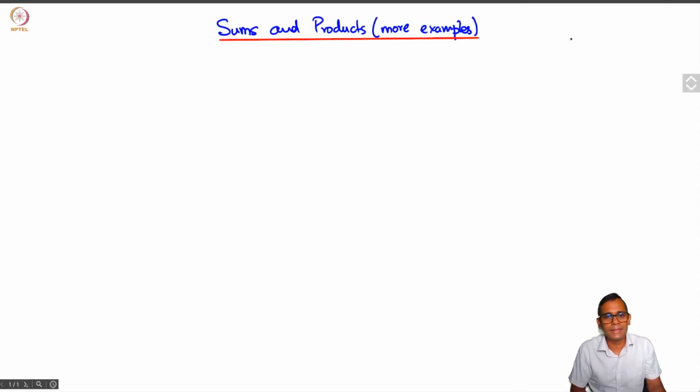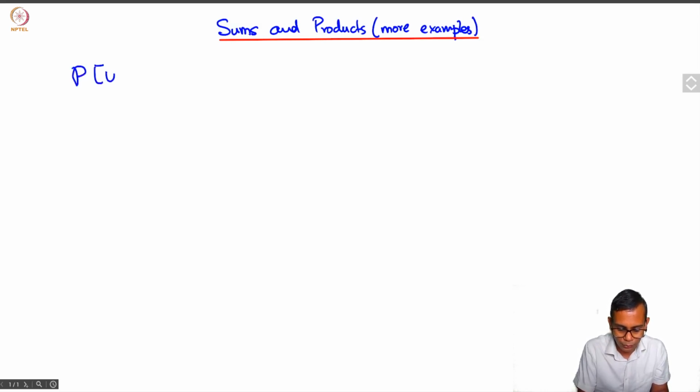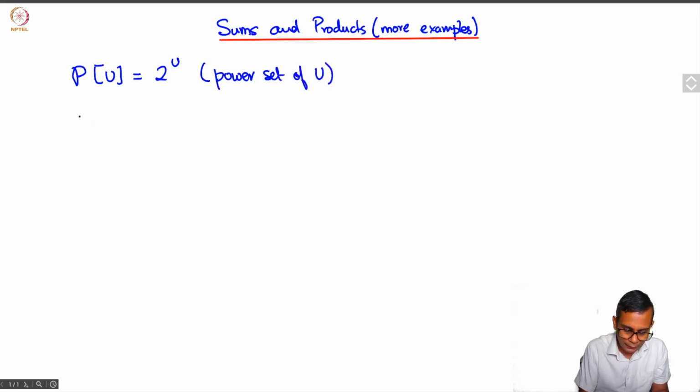Let's look at some more examples of sums and products of species. We've seen earlier a species called the subset structure. So P of U is just the power set of U. I claim that P is equal to E dot E, where E is the species of sets. So I'll just give you a visualization of why this is true.